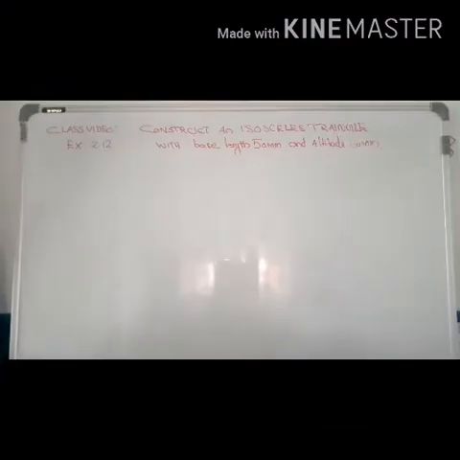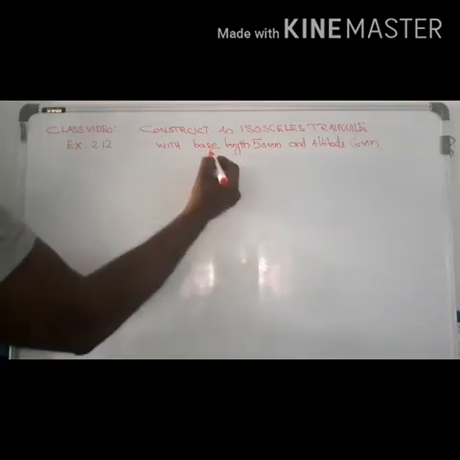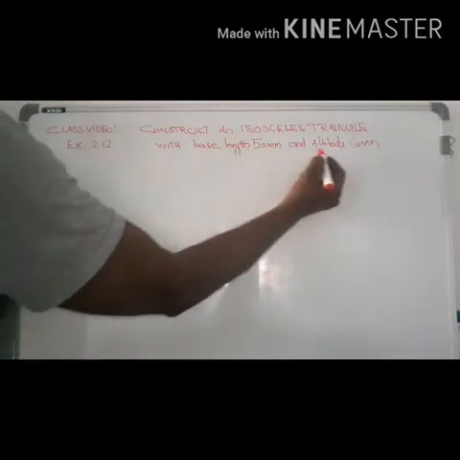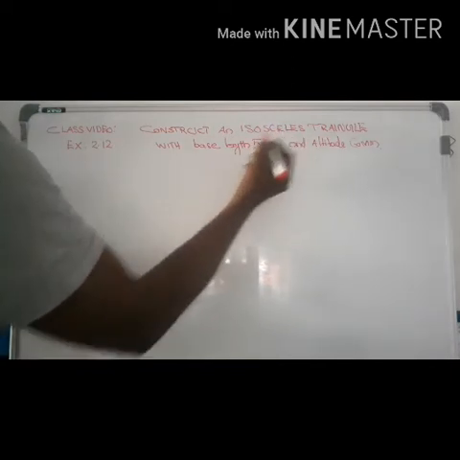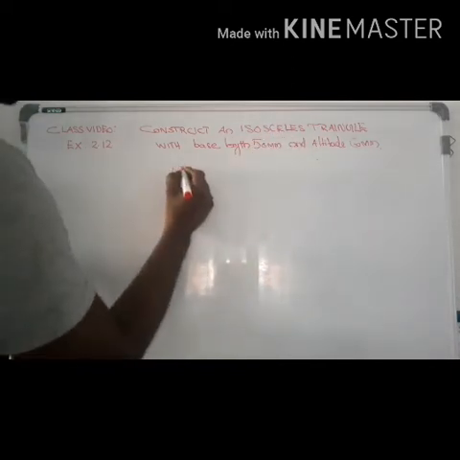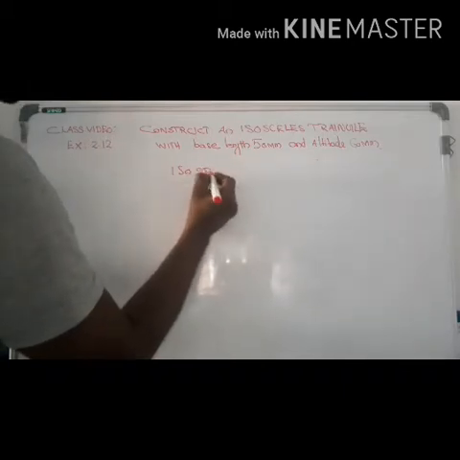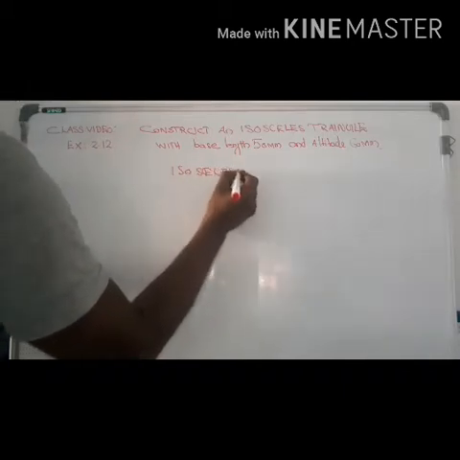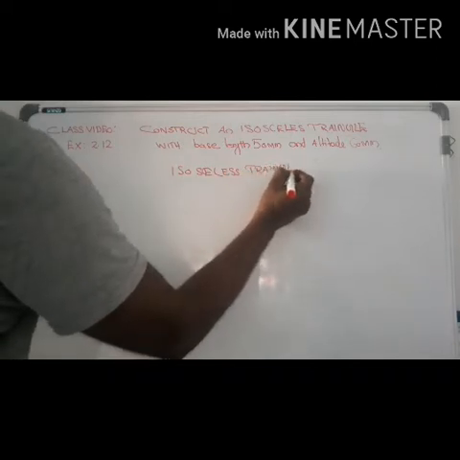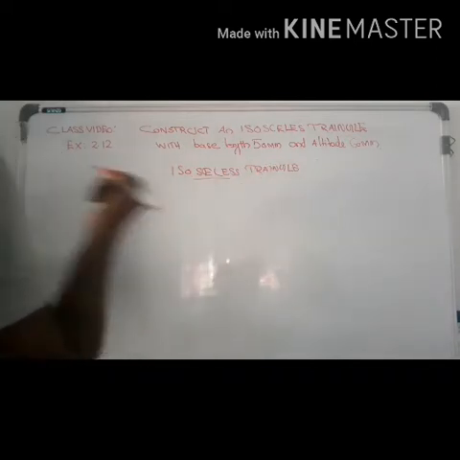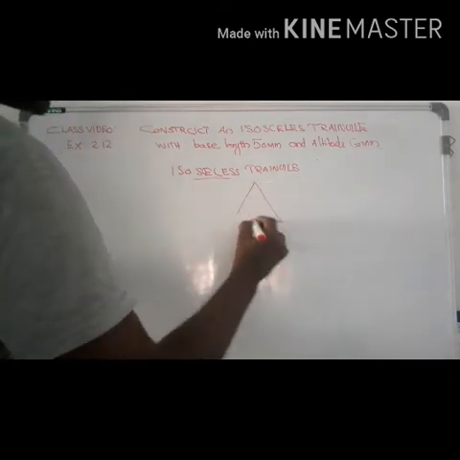In this class, we have to discuss how to construct an isosceles triangle with base length 50 mm and altitude 60 mm. Before going to that, what do you mean by an isosceles triangle? We know that a triangle is a three-sided closed figure, isn't it?